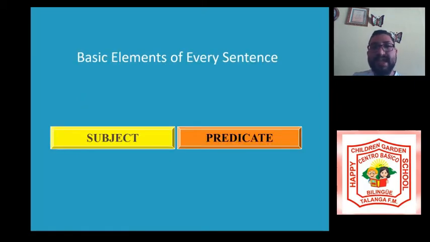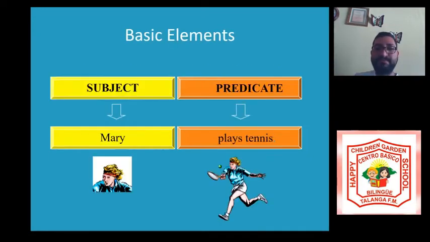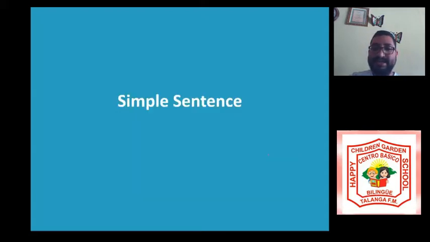The basic elements of every sentence, remember, are a subject and a predicate. Subject, for example, Mary, and predicate, plays tennis. To be a subject, it needs to have a noun. And a predicate always needs to have a verb, in this case plays, and a complement, tennis.